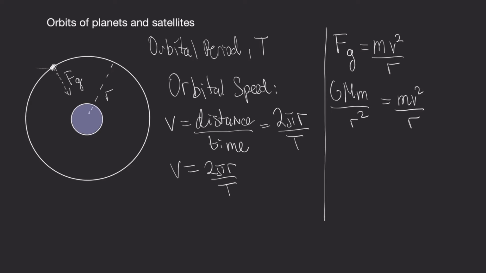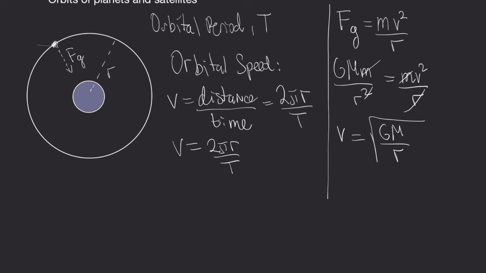Now we can do some cancellations, and we can rearrange for v and then square root everything to get that the orbital speed will be given by the square root of GM over r. Finally, we can also talk about the kinetic energy of a satellite.